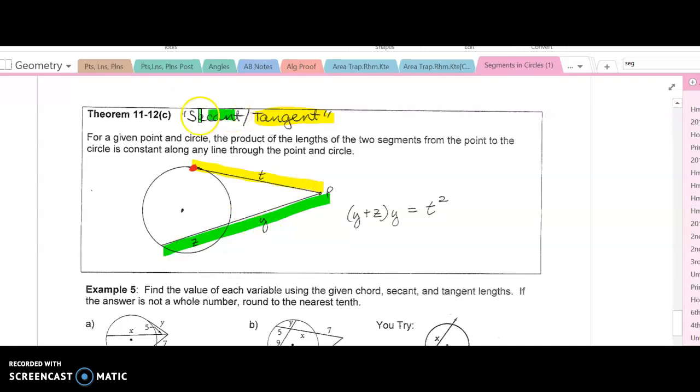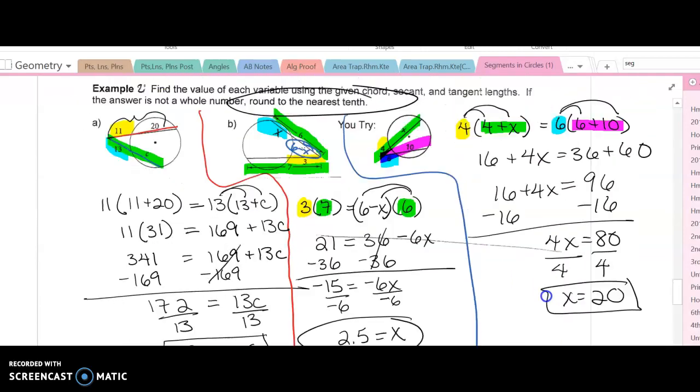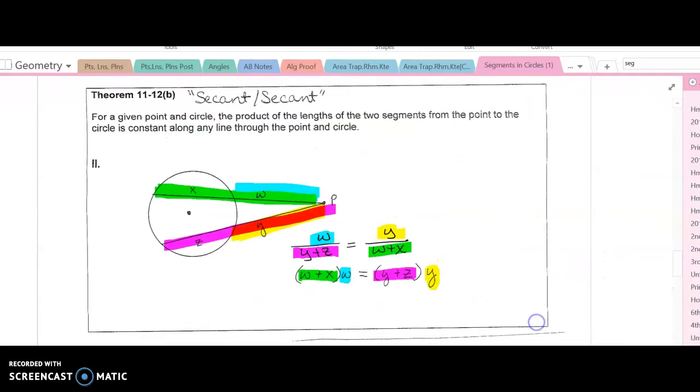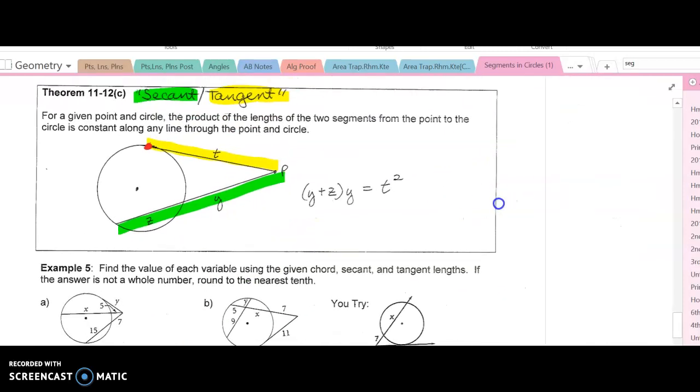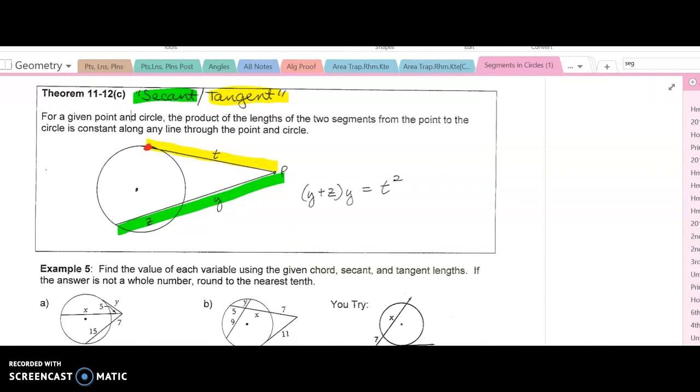So this is similar to the last one we just did. If you'll look, that was both lines went all the way through the circle. This strategy we're doing now, one just touches the circle. So the one that goes all the way through the circle, you'll notice the formula hasn't changed at all. It's still the outside piece of that secant times the whole secant, y plus z.